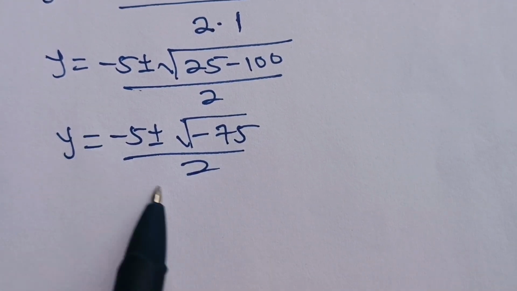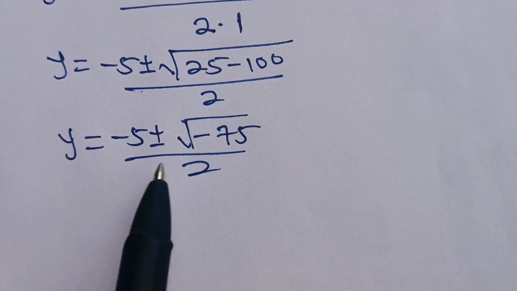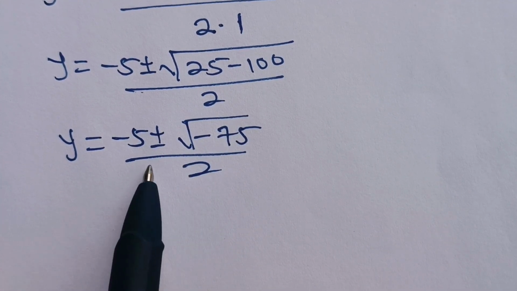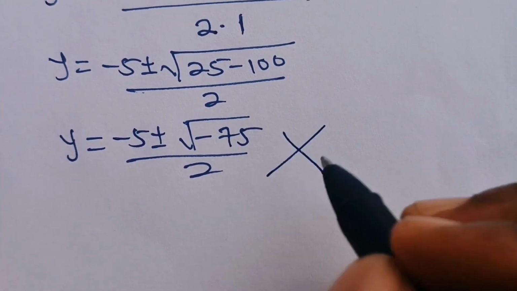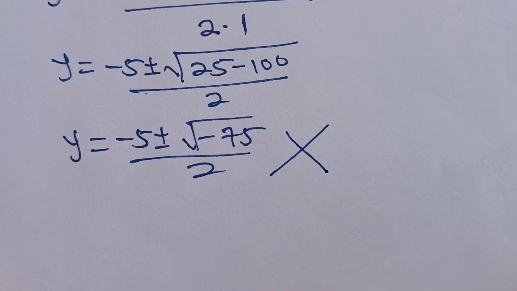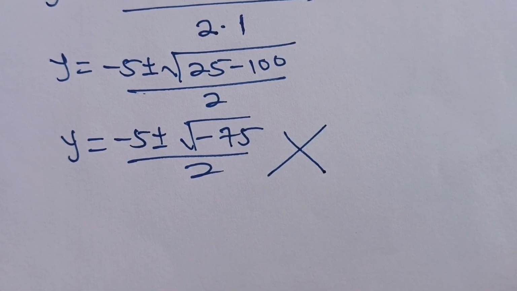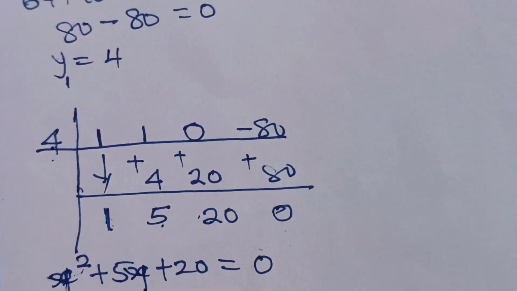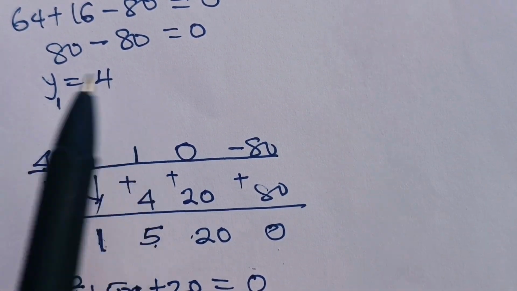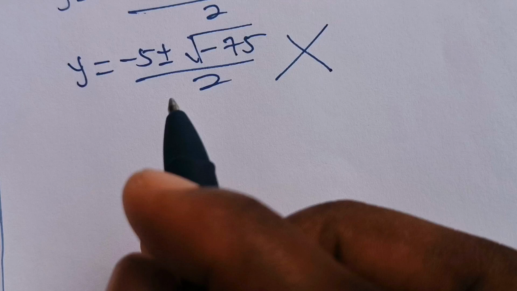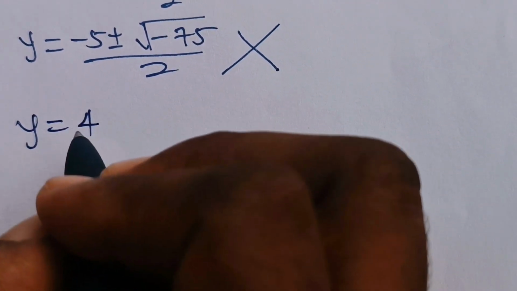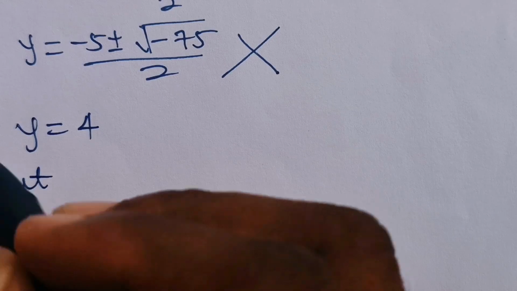Now at this point I realize that this is not going to give us a real root, and we need real roots for our solution, so we have to reject this. Now we are going to go back to the real root that we got, which is y is equal to 4. That is the first value of y that we got. So that is what we are going to use to find the value of our x.